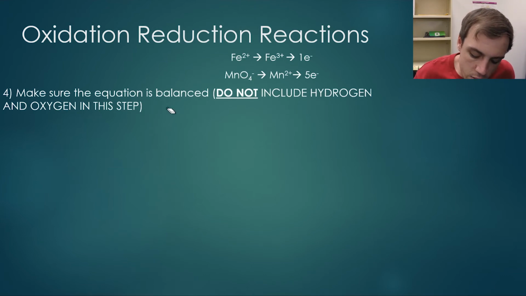So what we do is we have a look over here. We've got iron 2+, so we've got iron on the left, iron on the right, so that is balanced. And here we've got 1 manganese on the left and 1 manganese on the right. So that's balanced. Don't worry about charges yet, because again, that's going to happen down the road. Again, we do not worry about this oxygen. So for all intents and purposes, these reactions here are balanced.